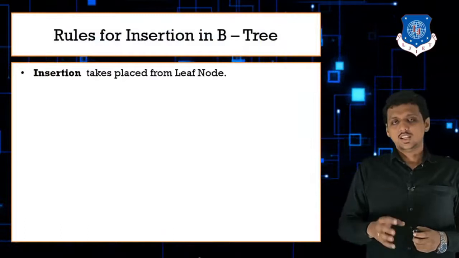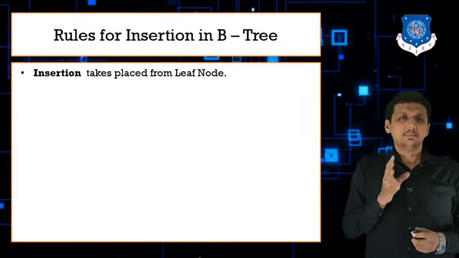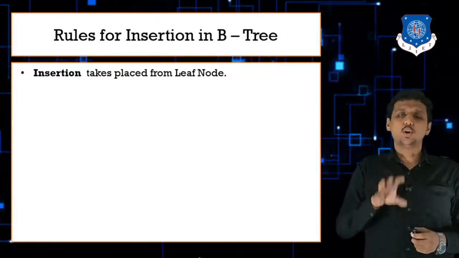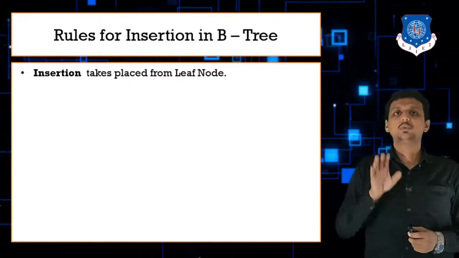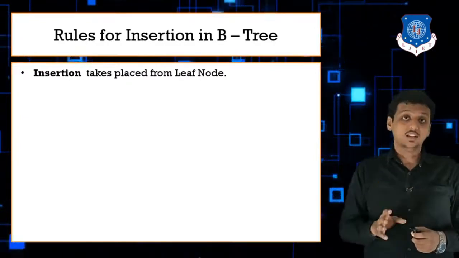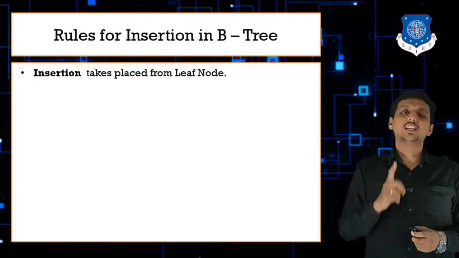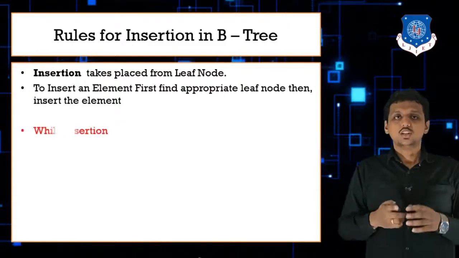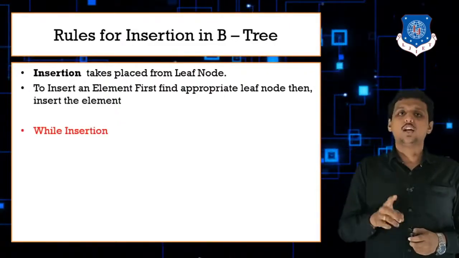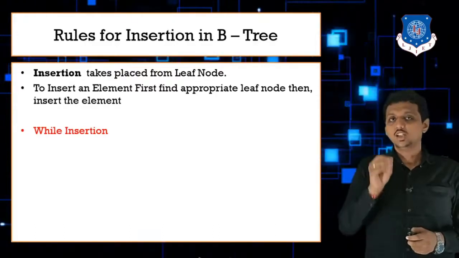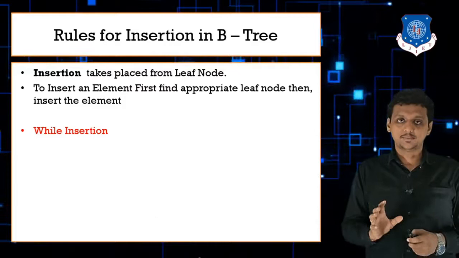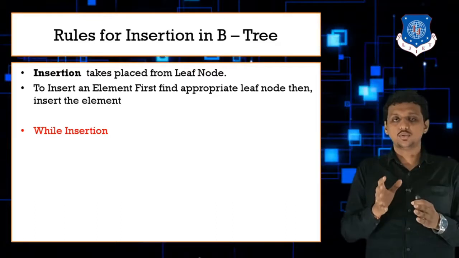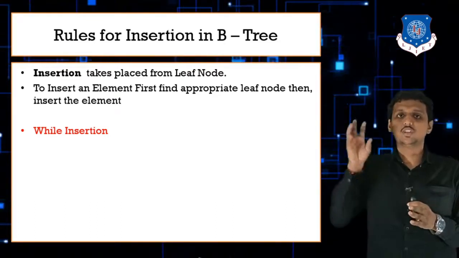Okay, so students, insertion in a B-tree takes place from the leaf node. Whenever you want to perform any operation on a B-tree, it must start from the leaf node. Always remember that insertion and deletion start from the leaf node. To insert an element, first you need to find the appropriate leaf node, the position of the node where we need to insert our new element, and then do the insertion.